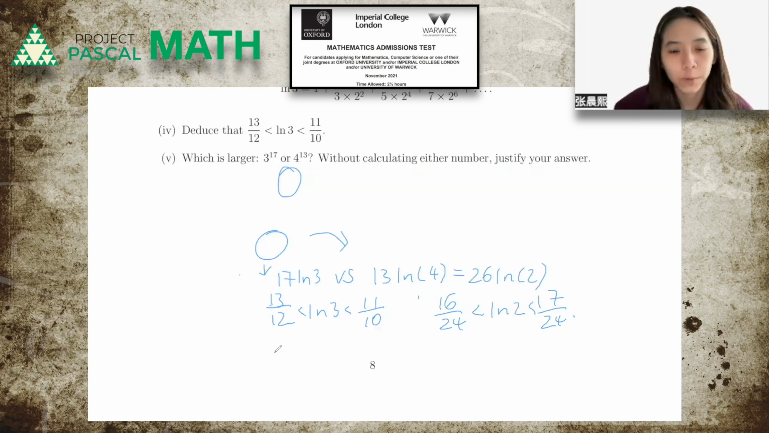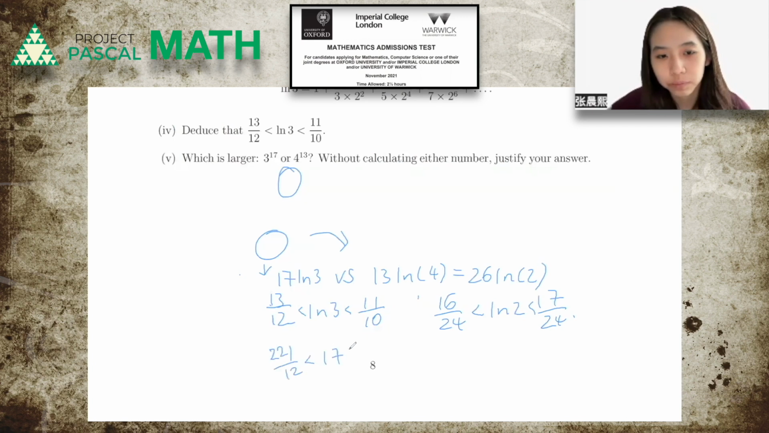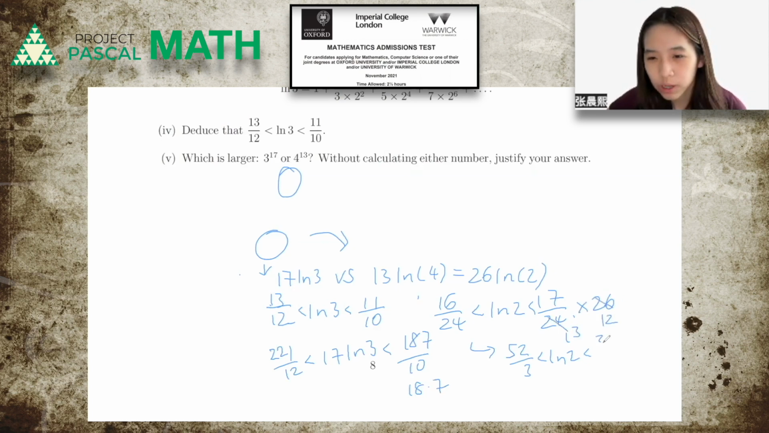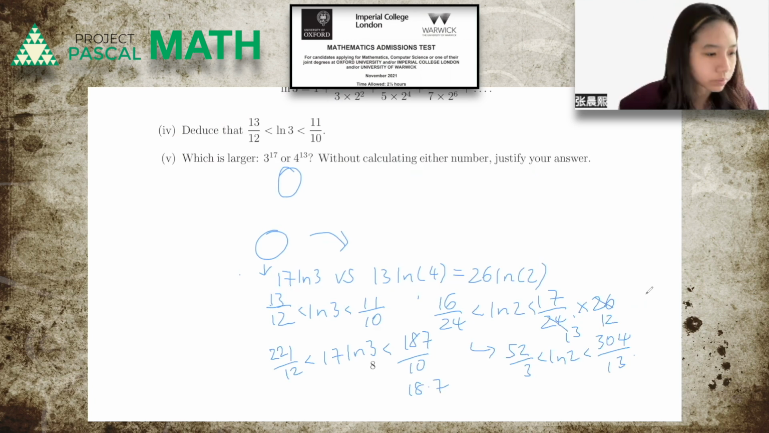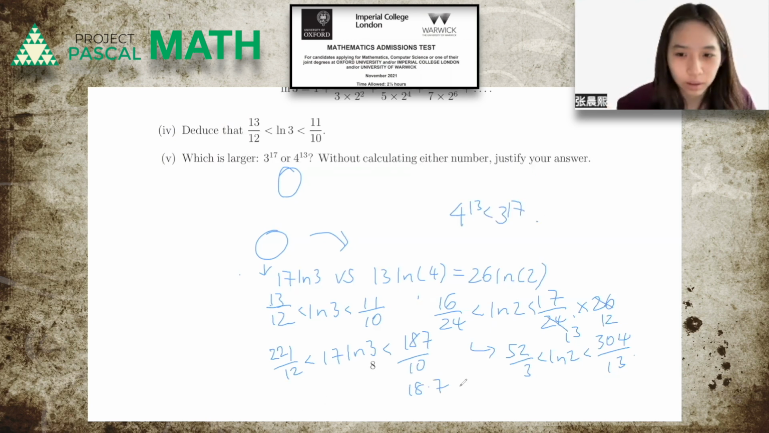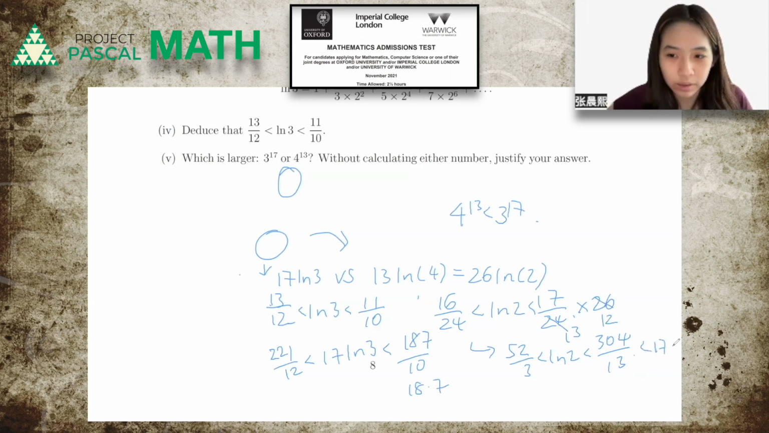13 times 17 gives you 221 over 12, 187 over 10, so it's like 18.7. And then here it's 26, 2 over 3 times 26, which is 52 over 3 ln 2. It's like 18.7, and this is smaller. It's definitely much smaller. So 13 ln 4 is less than 17 ln 3, from comparing the lower bound of this and the upper bound of this.